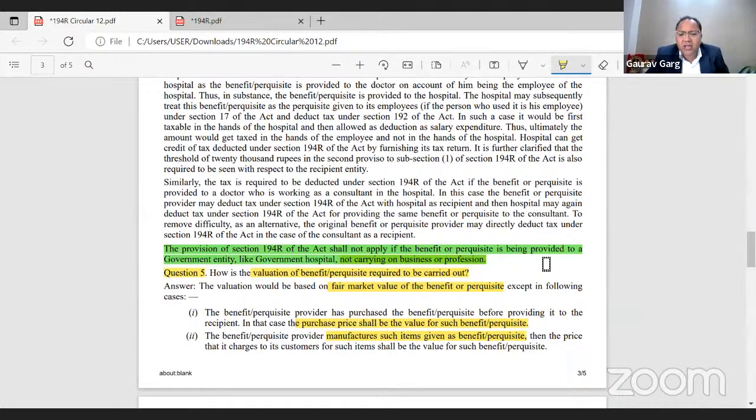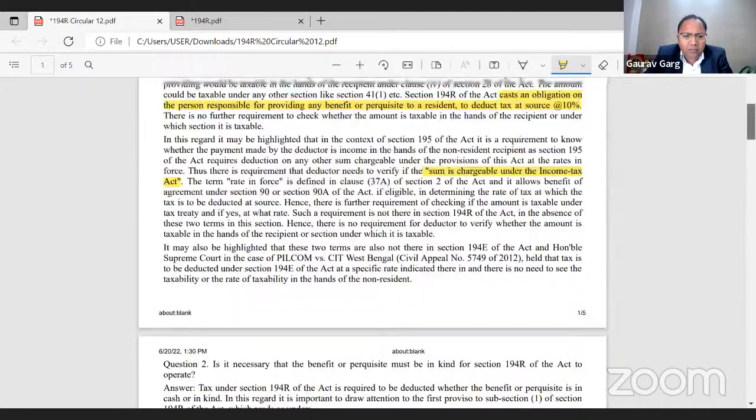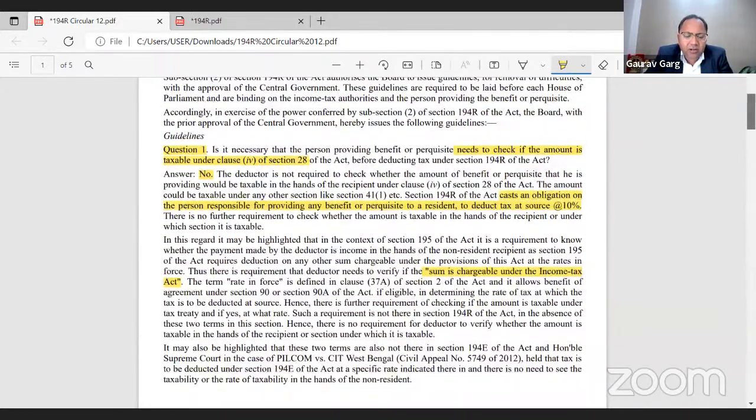So the crux is, if you are giving benefit to a government entity who is not carrying on business or profession, you are not required to deduct TDS. If you are giving benefit to a government entity who is carrying on business or profession, then you are required to deduct the TDS. So any question on question number 1, any further discussion you want on question number 1? I think I am very clear.